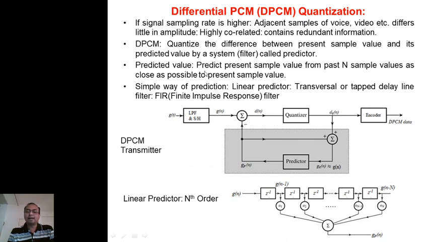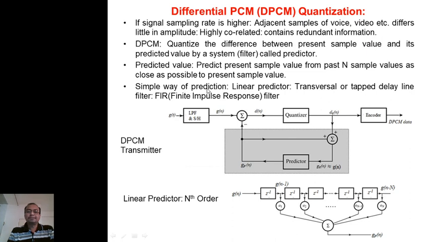So how do we predict the value? The predictor circuit predicts the value depending on the past n sample values. It stores the past n sample values, and from them it predicts by taking a linear combination of these past n sample values, and the prediction must be as close as possible to the present sample value. Here we have a block of this DPCM. We will explain the detail of the predictor circuit also.